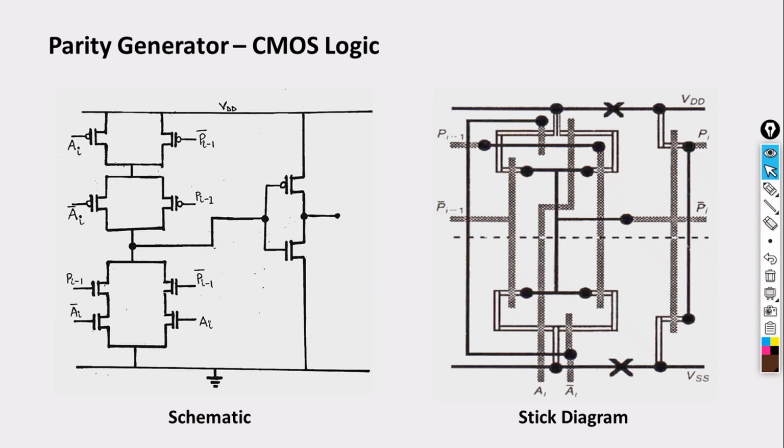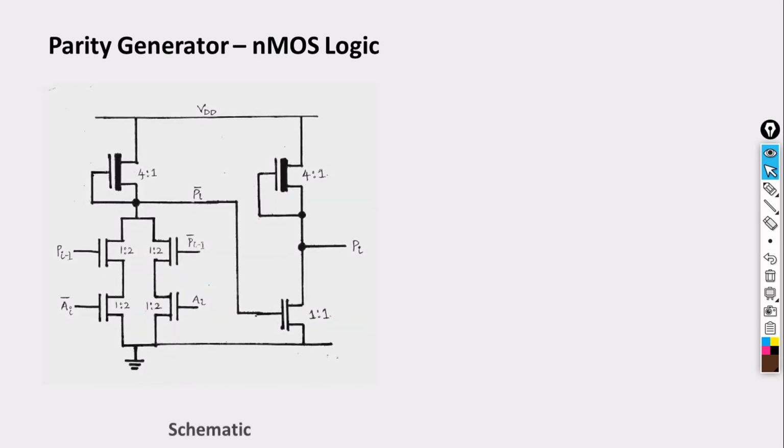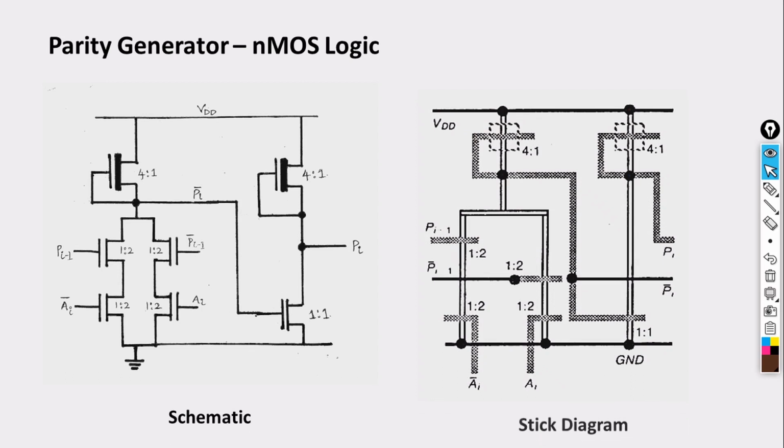So let us move to a different logic. Let us go in terms of NMOS logic. By going with NMOS logic, I can come up with a very small number of transistors over here. There we were having a total of 10, but here the number of transistors can be reduced to 7. So I have reduced the transistor count by 3.